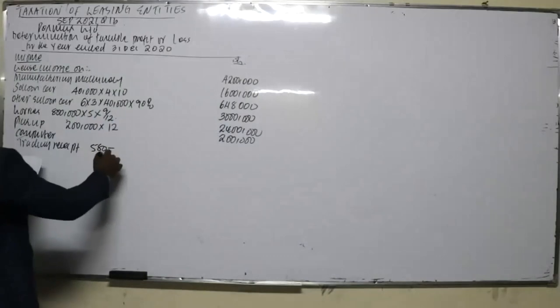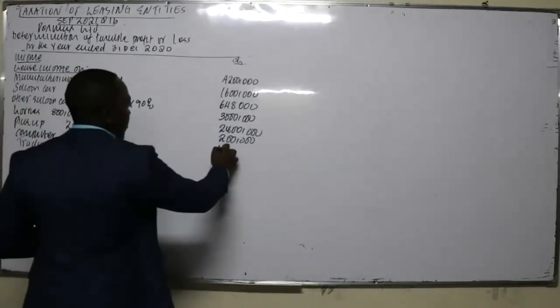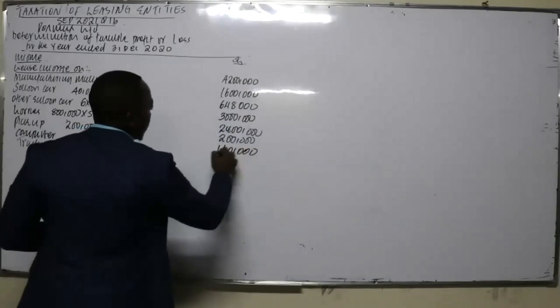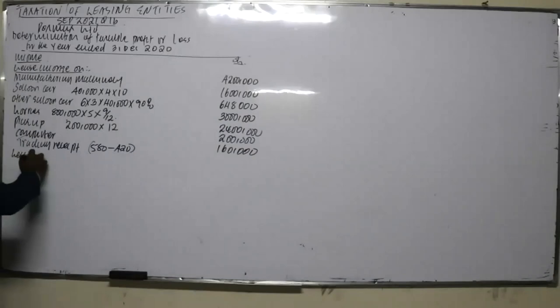And the current amount was 400. That was a gain by how much? 160. Then you can deduct the allowable expenses. Allowable expenses. Let's go to note number two.